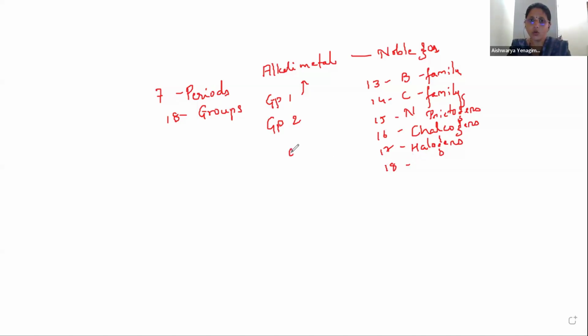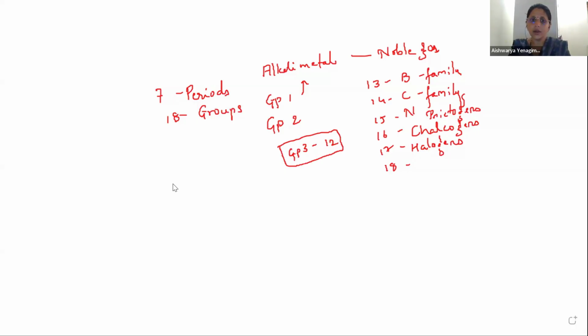I did not speak about group 3 to group 12. These are the groups which we are going to discuss today. The synopsis of these groups is going to be discussed. So this is one way of classifying the elements in the periodic table. There is one more way of classifying the elements in the periodic table.